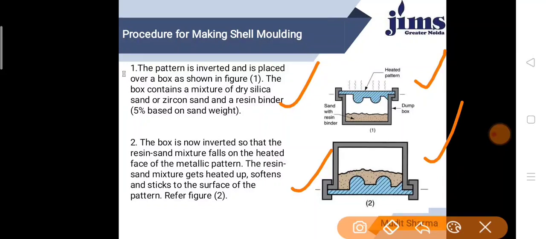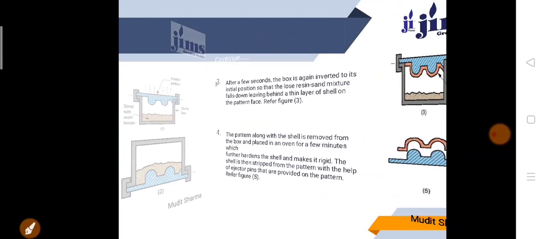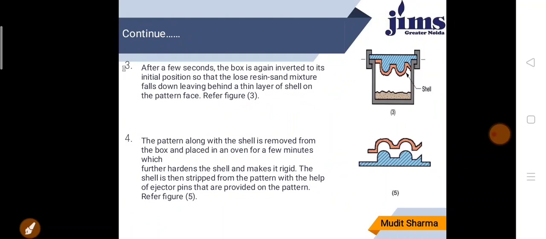The first step: a machined pattern with a good surface finish is heated to about 230 to 260 degrees centigrade. Second step: a sand resin mixture is dumped or blown over its surface. You can see this in figure number 2. Next step: the hot pattern melts and hardens the resin, which binds the sand grains very closely and firmly within 20 to 30 seconds.